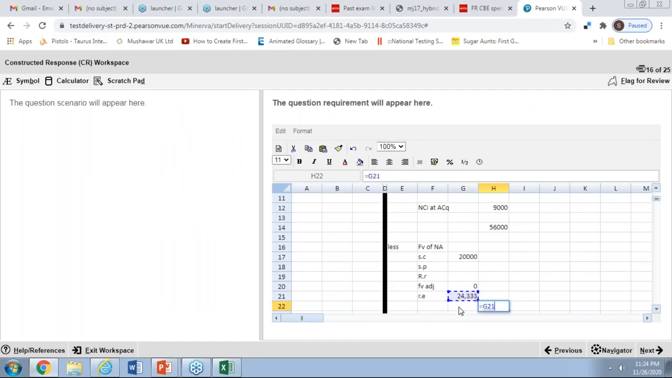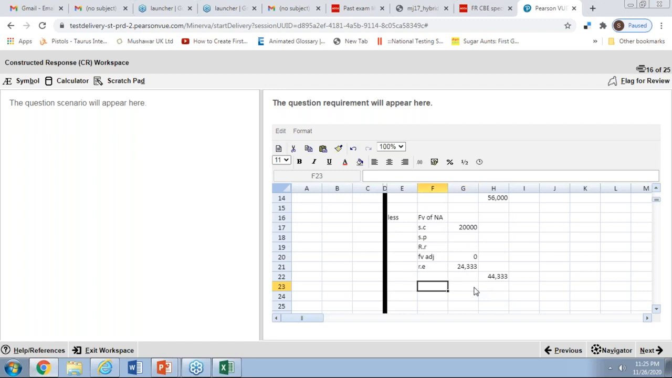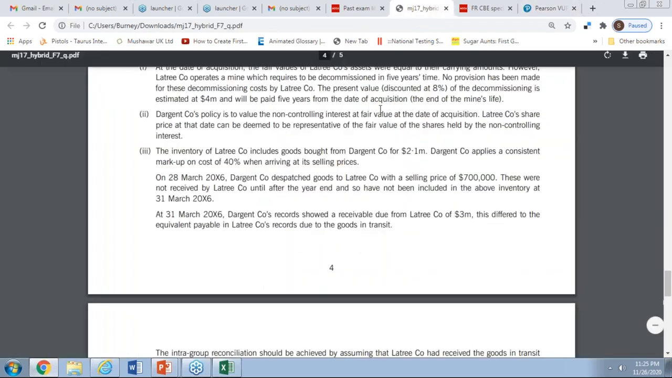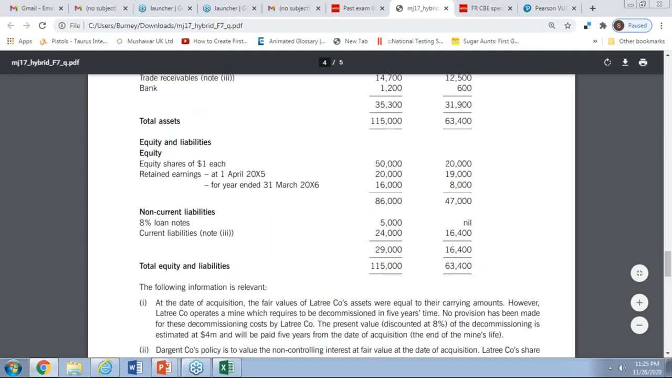So by adding these figures, we get this value. And finally, the goodwill will be this amount plus this amount. 11,667 will be the value of the goodwill. Do we have any impairment loss in this question? There is no impairment. That's done.